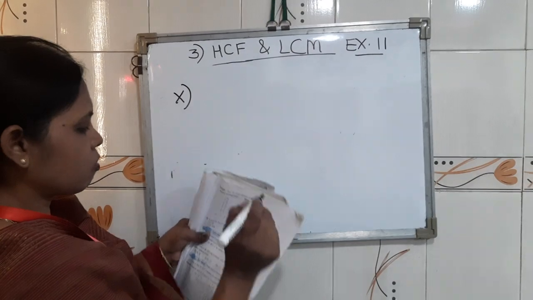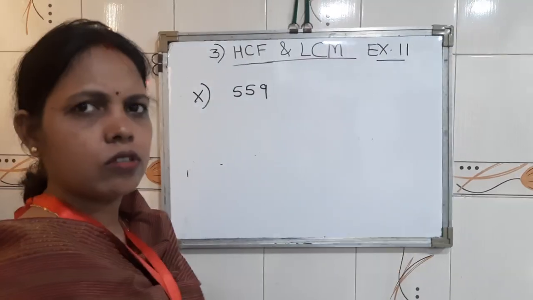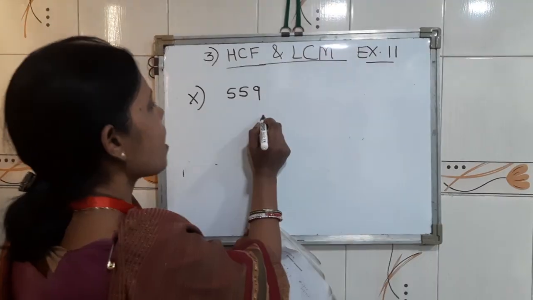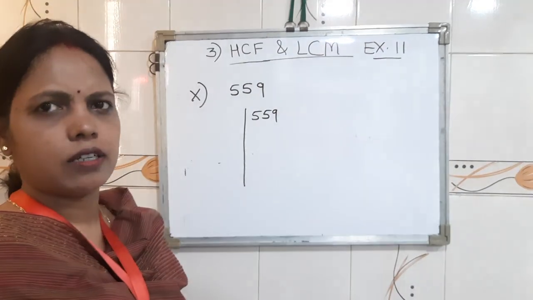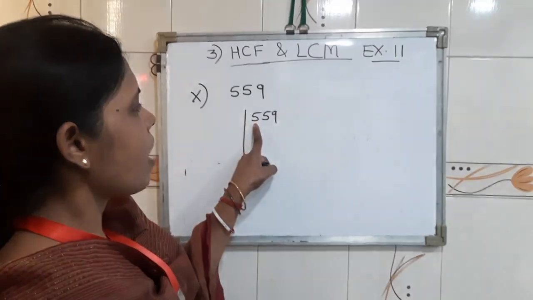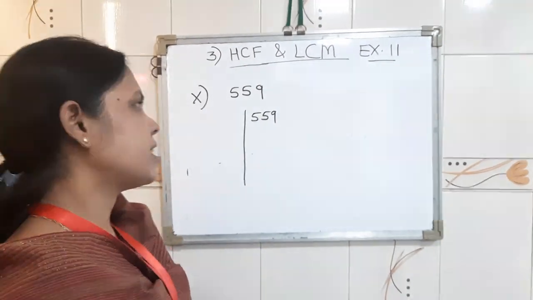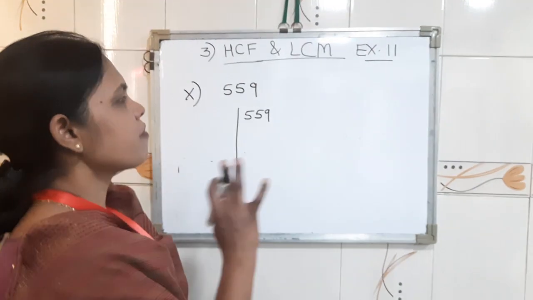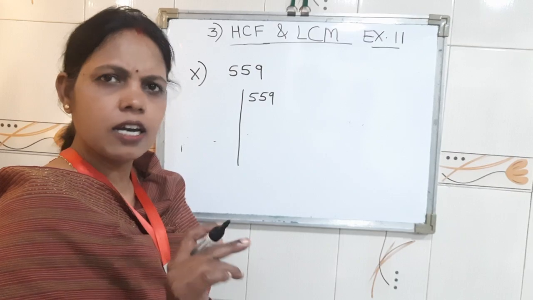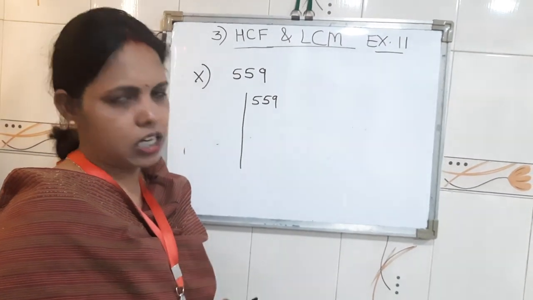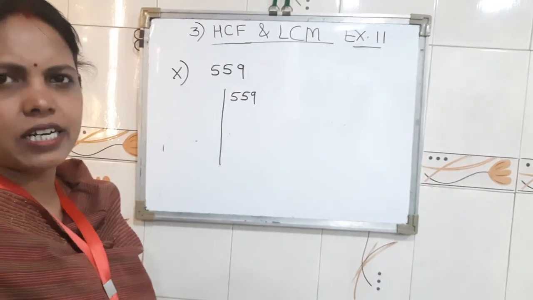Last one, that is the 10th one, 559. So children, for 559, find out the factor. Addition of 5 plus 5 is 10, 10 plus 9 is 19. Then for 559 we are getting addition 19. Means in the table of 3, we are not getting 19. Therefore, next number we will try.